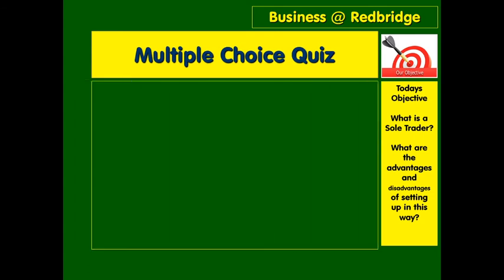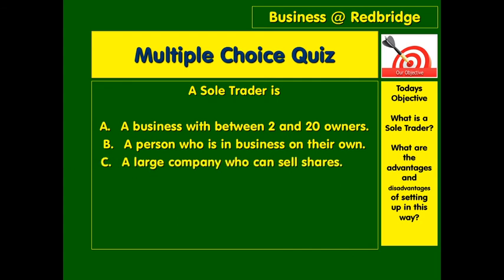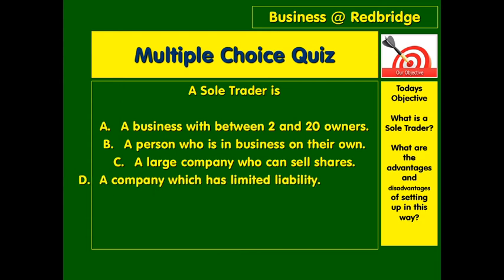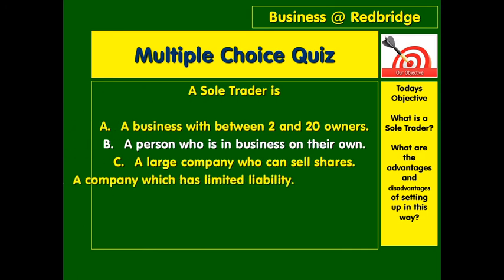Okay, have a little go at this multiple choice quiz. I'll tell you the answers directly. So a sole trader is: a business with between 2 and 20 owners? A person who is in business on their own? A large company who can sell shares? Or a company which has unlimited liability? Pause the video and decide which one it is. I'll give you the answer next. Okay, the answer to that question is a sole trader is a person who is in business on their own.